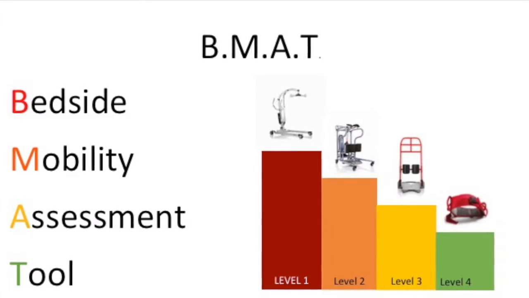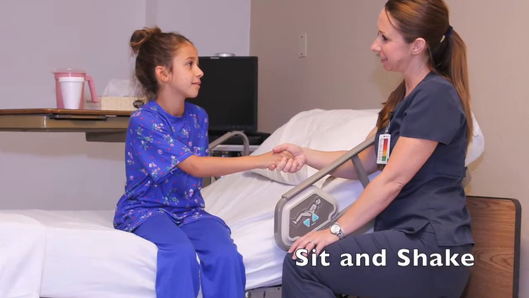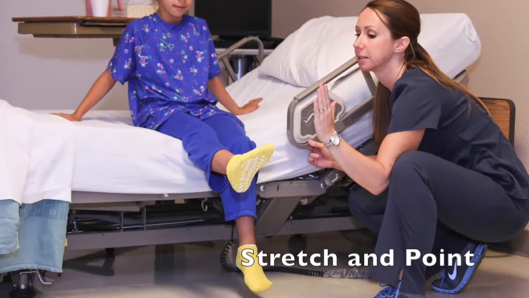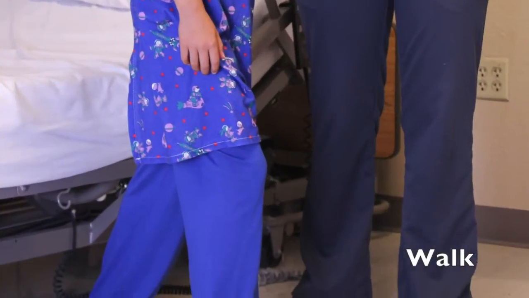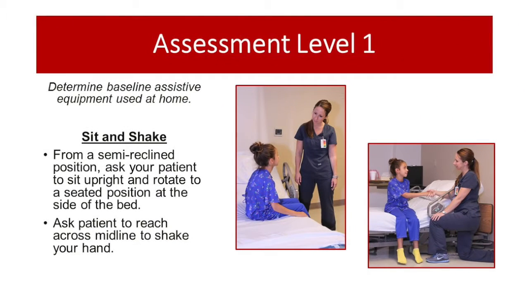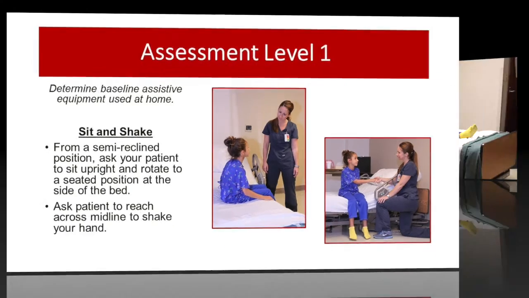The BMAT has 4 steps: sit and shake, stretch and point, stand, and walk. Before you begin, determine whether the patient uses assistive equipment at home. Assessment Level 1, sit and shake.